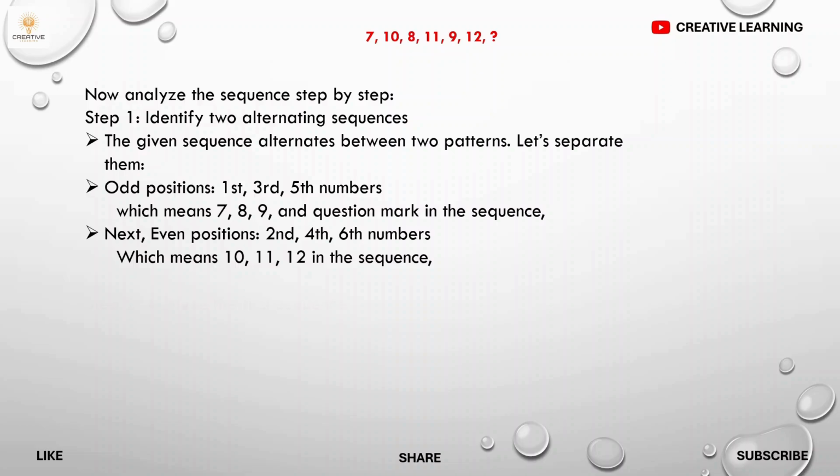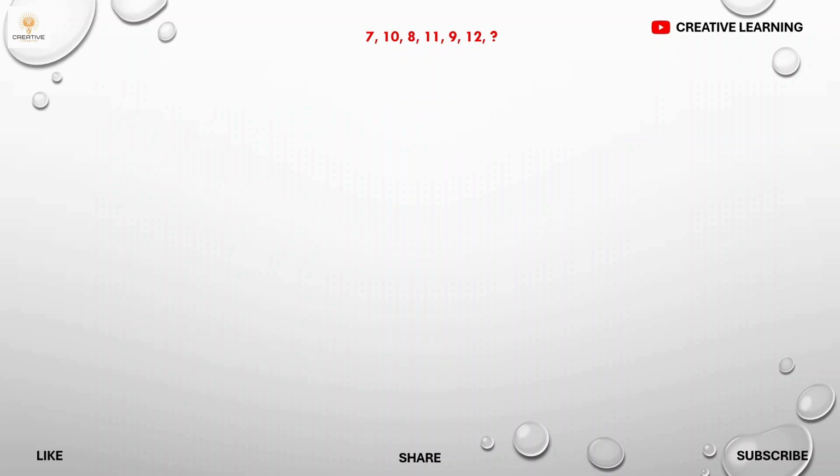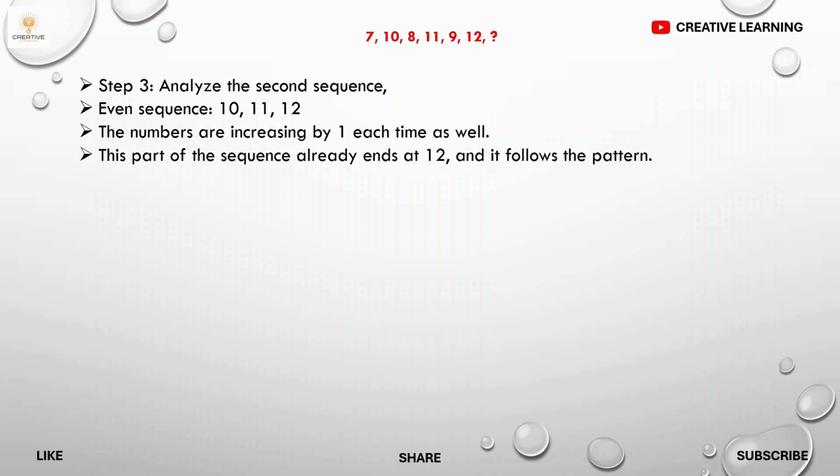Step 2. Analyze the first sequence, the odd sequence, 7, 8, 9. The pattern here is an increase of 1 each time. So, the next number after 9 would be 9 plus 1 equals 10. Step 3. Analyze the second sequence, the even sequence, 10, 11, 12. The numbers are increasing by 1 each time as well. This part of the sequence already ends at 12, and it follows the pattern.